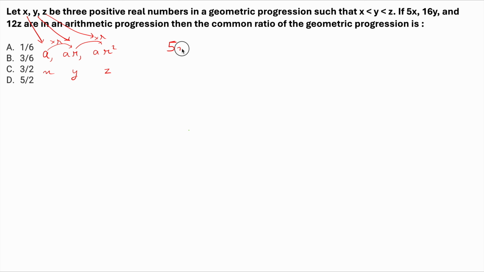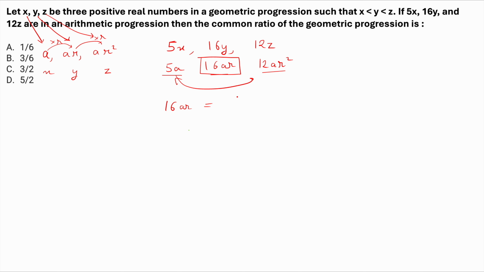Now given that 5x, 16y and 12z are in an arithmetic progression, 5x will be 5 into a, that is 5a, 16y will be 16 into ar, 16ar, and 12z will be 12 into ar square, 12ar square. If these three numbers are in AP, the middle term is the arithmetic mean of the two extremes. So I can say 16ar is the average of 5a and 12ar square. So divide this by 2. Multiply by 2 on both sides. I get 32ar is equal to 5a plus 12ar square.